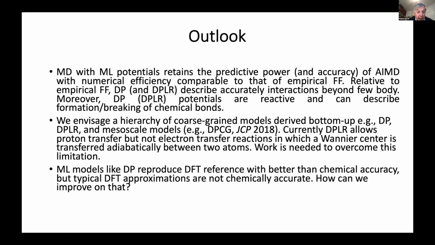Relative to empirical force fields, the deep potential and the deep potential long range describe accurately interactions beyond few-body. Moreover, these deep potentials are reactive and can describe formation and breaking of chemical bonds. In fact, one can envisage a hierarchy of coarse-grained models derived bottom up. For instance, DP at the lower level, deep potential long range, and one can also do further coarse graining like in the deep potential coarse-graining model that we described a few years ago. So this is the global picture.